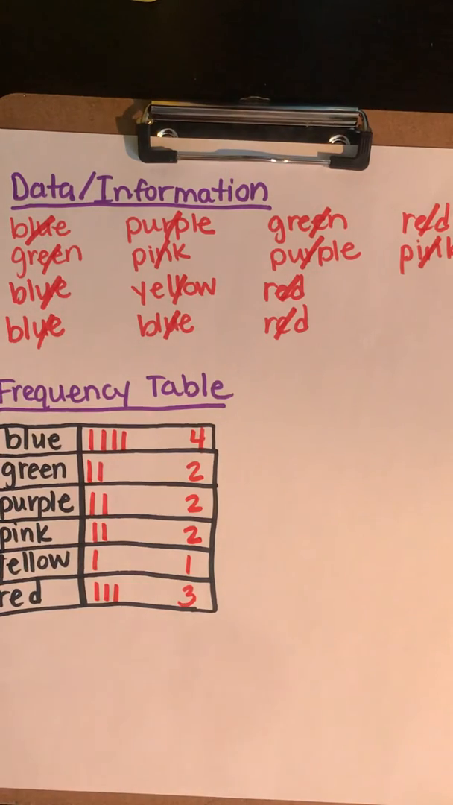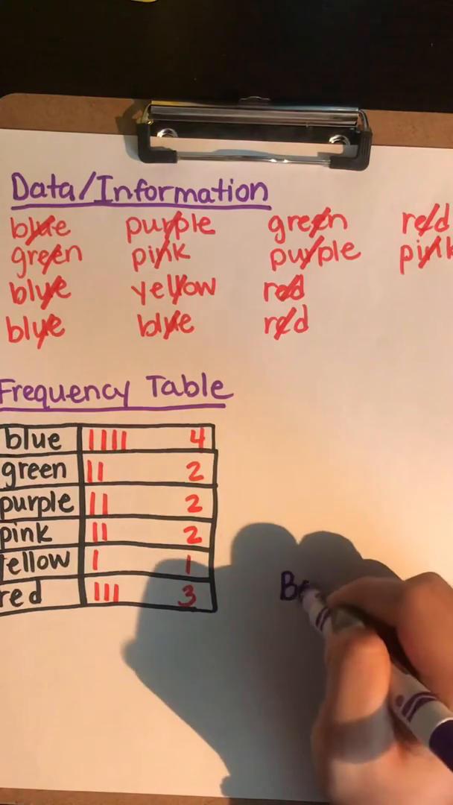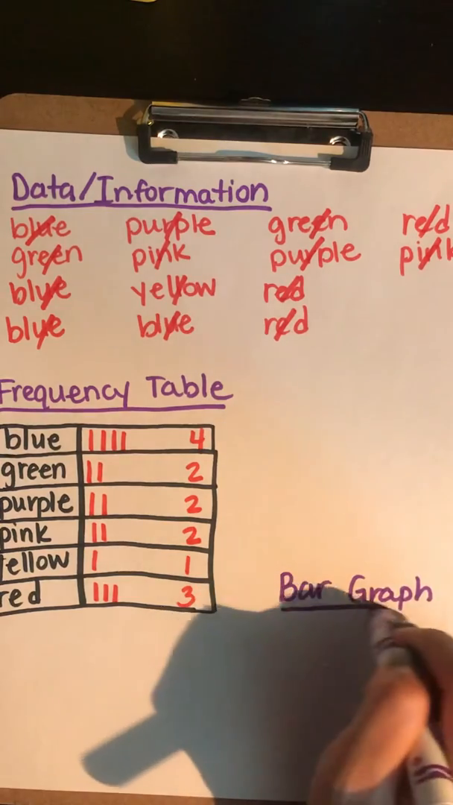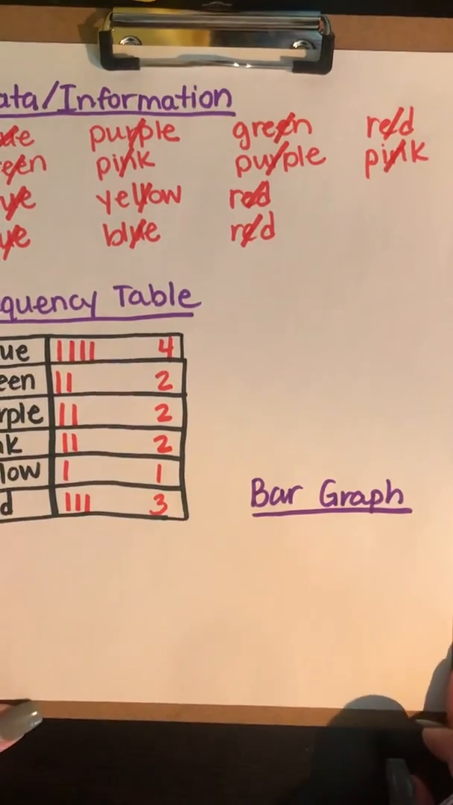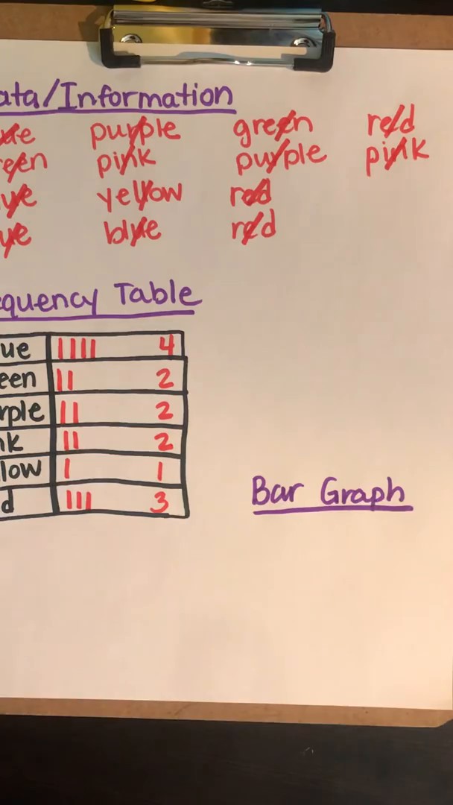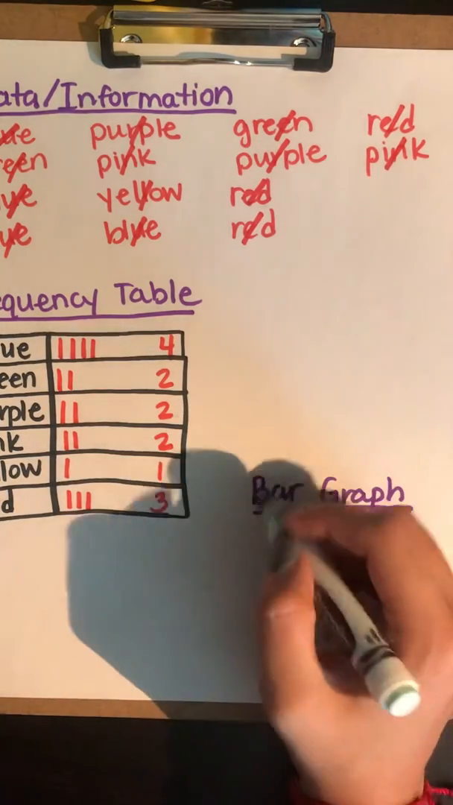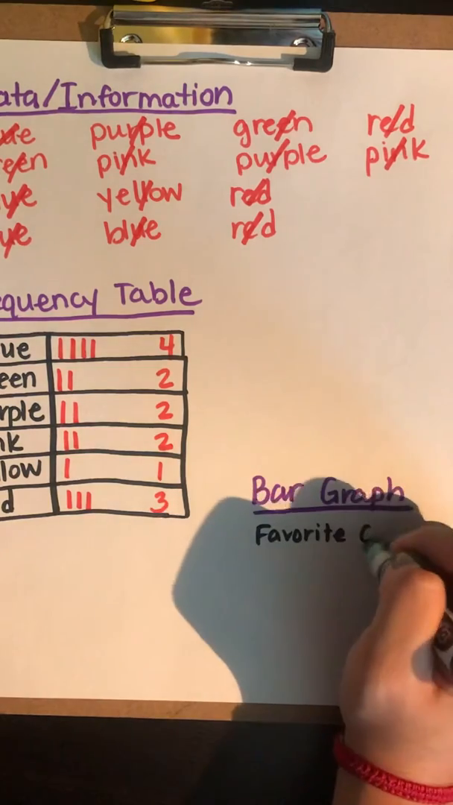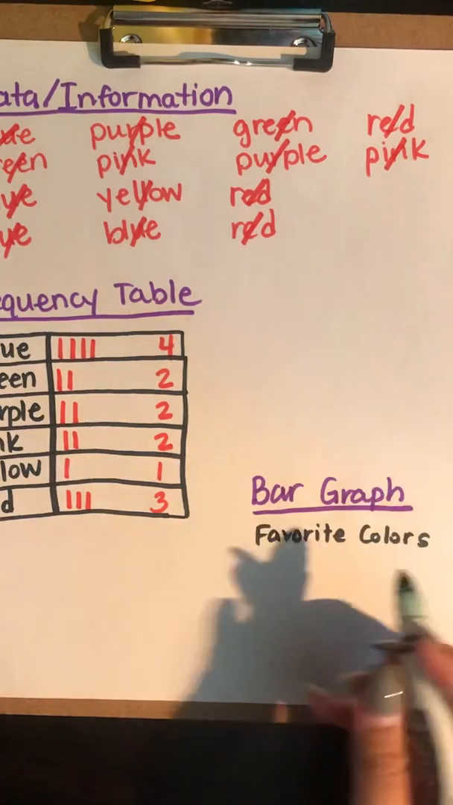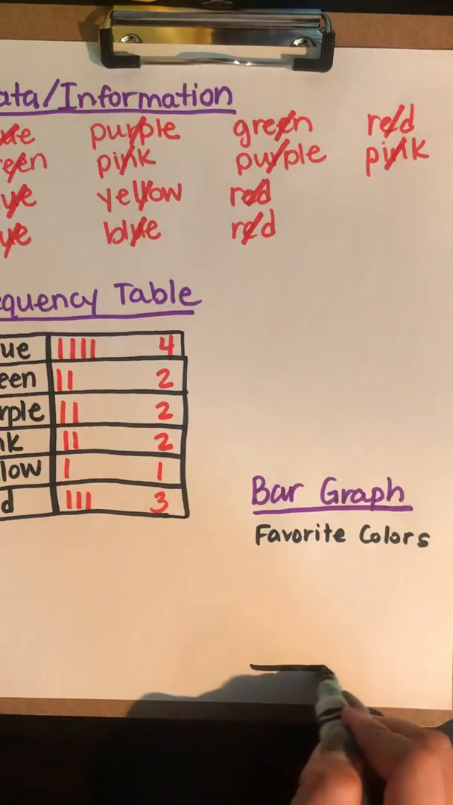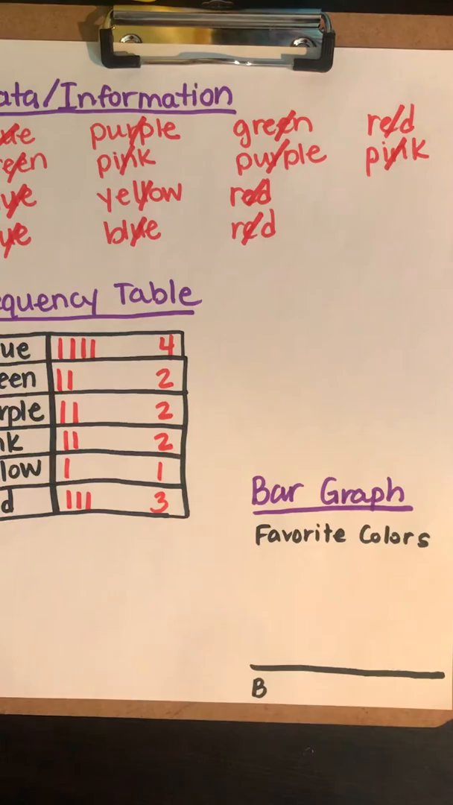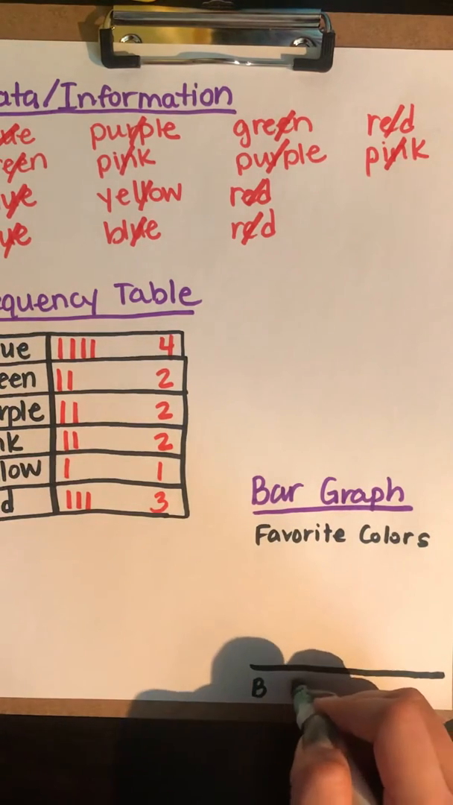Our next step would be to create our bar graph based on that information. So of course we need a title, favorite colors. At the bottom we label those colors. I'm just going to abbreviate so that I have enough space.